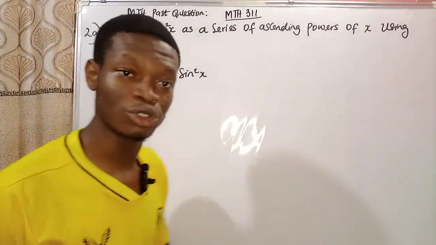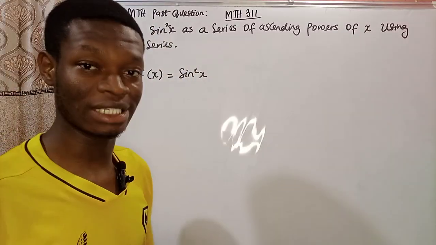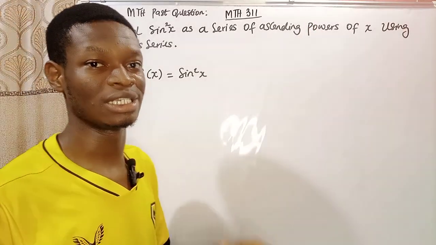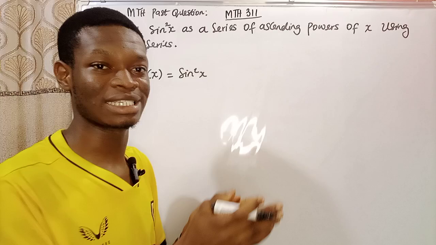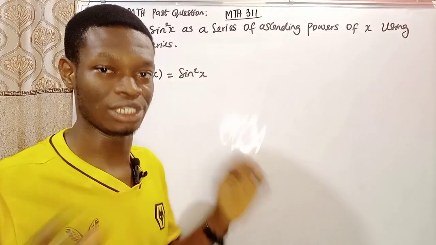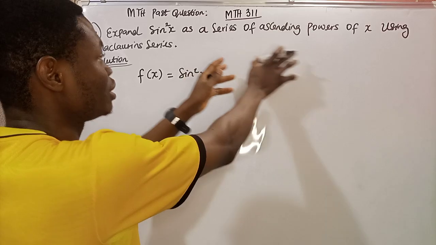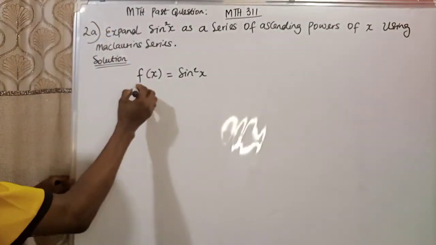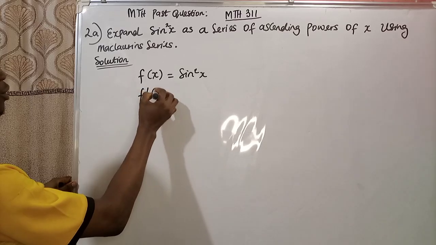I forgot to tell you something. You know that this Maclaurin's series is a special case of Taylor series. The only difference is that the a in Maclaurin's series centers at 0. So that's why they do not give you any center. So it's 0. So we're going to have f prime of x.